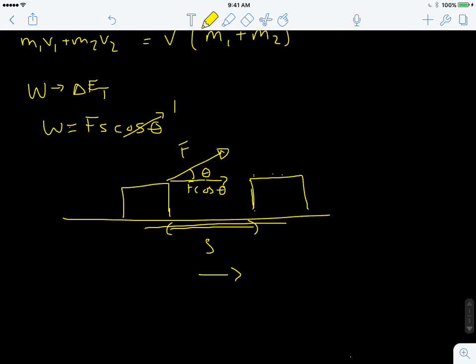You can also reverse that. Let's say the box was sliding, so its velocity is this way, and its displacement vector would also be that way. But you're applying a force to it in that direction. Then the angle between the force vector and the displacement vector is 180, and the cosine of the angle will be -1. So mathematically you have negative work, which all that means is that you're taking some energy away.